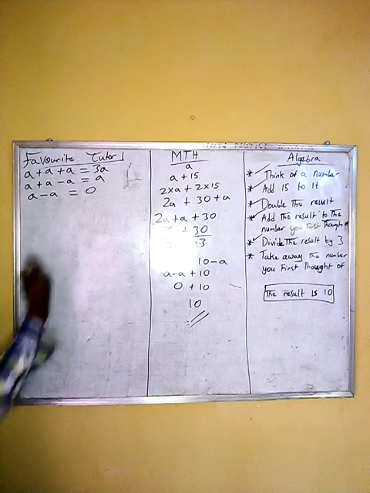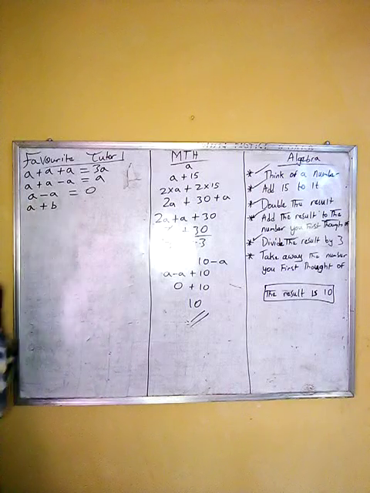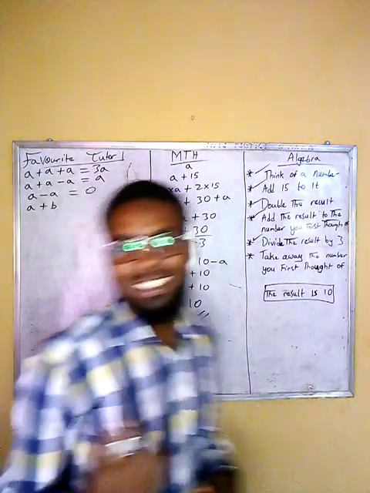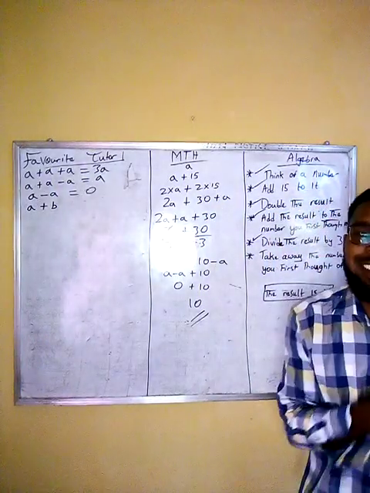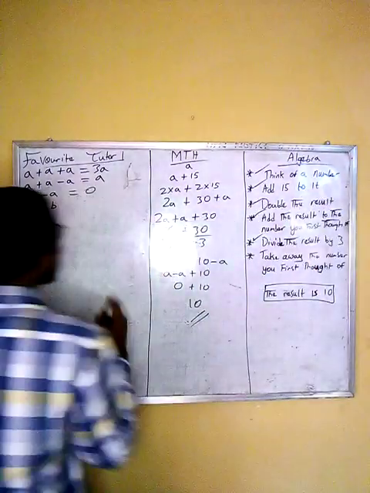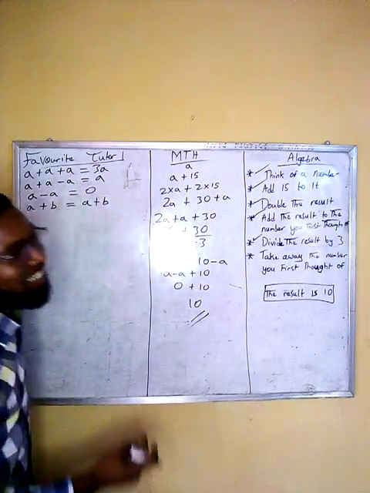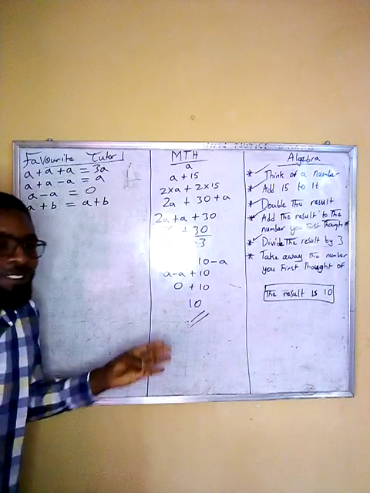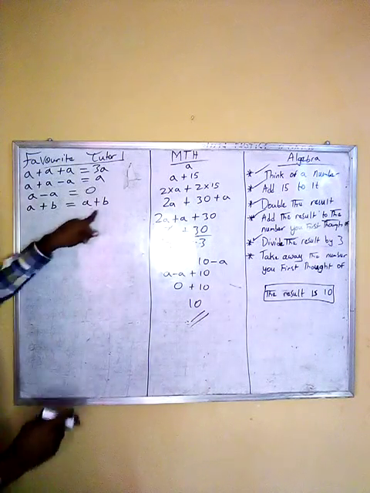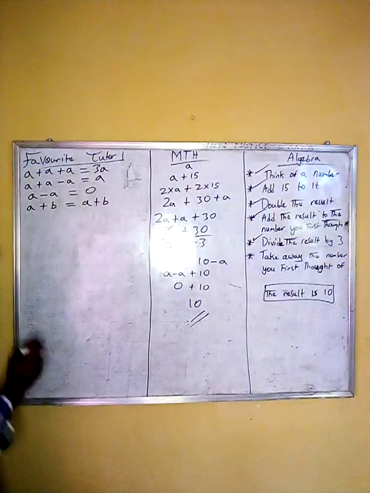Okay, let's go further. So if I say A plus B, what do you think this one will be? Think. Okay, time up. A plus B is equal to what? A plus B. They are not like terms, so they cannot just combine. So it's the same thing as A plus B.